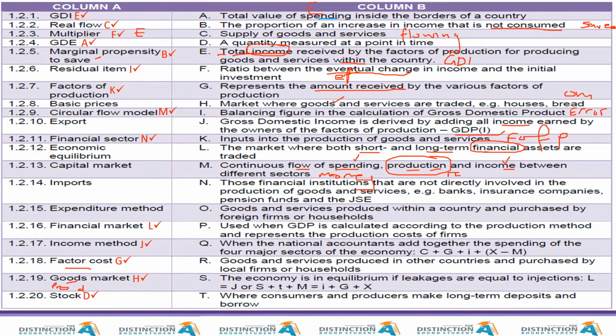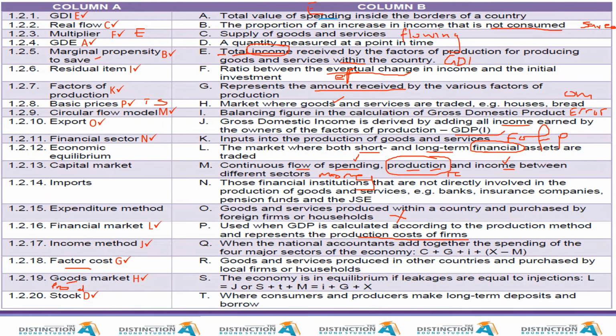Right, goods and services produced within a country and purchased by foreigners, so we are taking them out. What are we doing? Simple, we are exporting. Used when GDP is calculated according to the production method and represents the production cost of the firm. What could this be? It is basic prices, because taxes and subsidies have to do with the government. So the basic prices are before tax and subsidies are put into consideration.